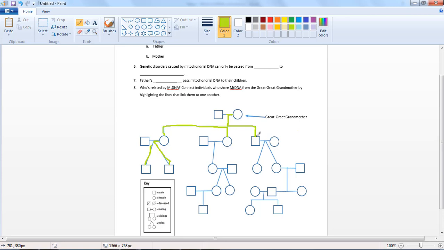So go ahead and do the rest of this highlighting for this activity. And if you have any further questions, please talk to your science teacher.